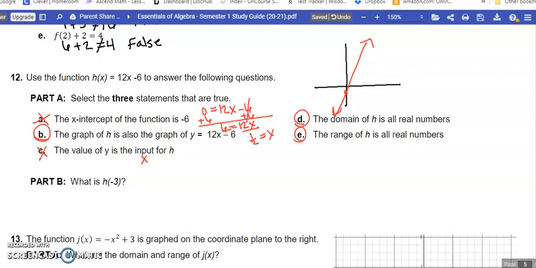Part B, what is h of negative 3? Well, we're just going to plug it in. So h of negative 3 equals 12 times negative 3 minus 6. So we get negative 36 minus 6, or negative 42.